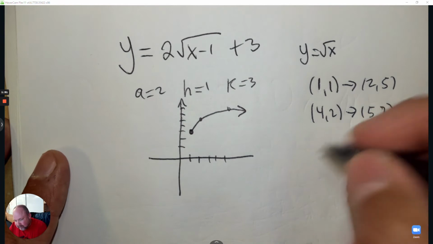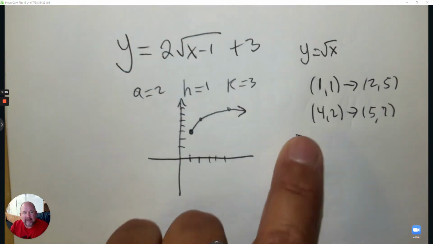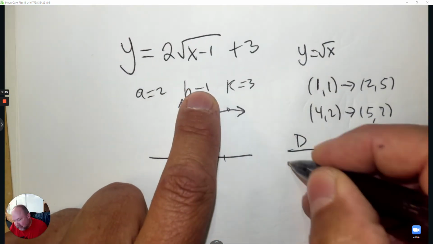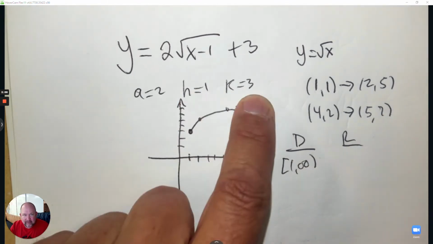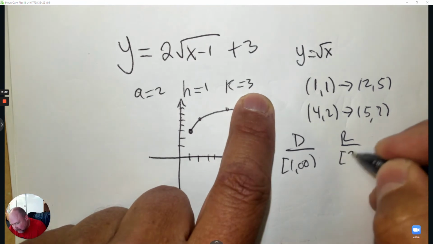If I ask you for the domain, that starts with the h value. So it's going to go 1 to infinity. If I ask you for the range, that's the k value. So it goes 3 to infinity.